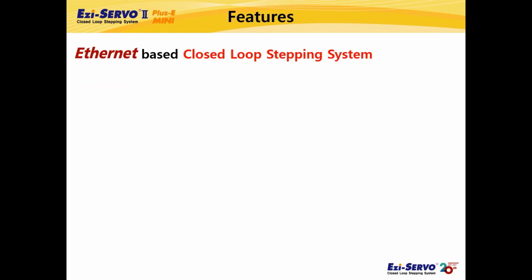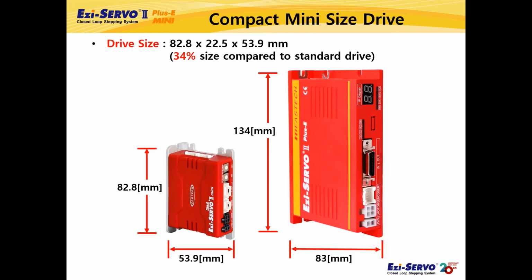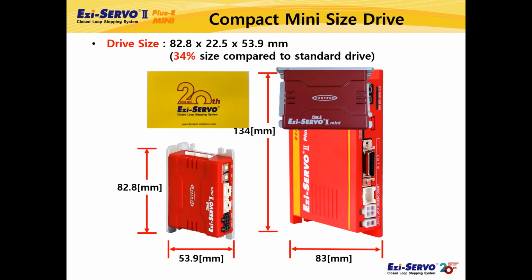Next, I'd like to introduce features of Ezi-SERVO Plus-E MINI. Ezi-SERVO Plus-E MINI is Ethernet-based closed-loop stepping system product. Ezi-SERVO Plus-E MINI can be installed in a narrow space using a compact drive, so you can save space. The size of Ezi-SERVO Plus-E MINI drive is 1/3 the size of the Ethernet standard type drive. The size is similar to the size of a business card.